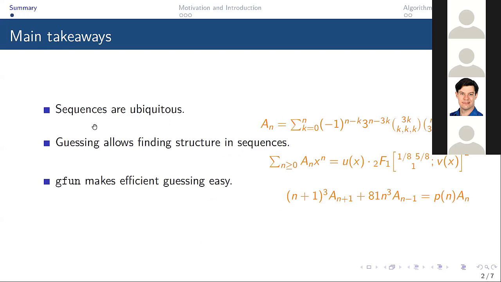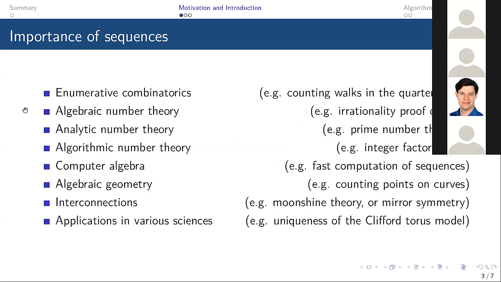My second point was that guessing, and I will explain a bit what I mean by this, allows us to find structure very often in such sequences, and for example, prove such nice identities as this one. And the main point maybe is that GFun, which is a Maple package, makes this guessing very efficient and very easy. So this is somehow the summary. And let me now explain a bit more what I mean by those points.